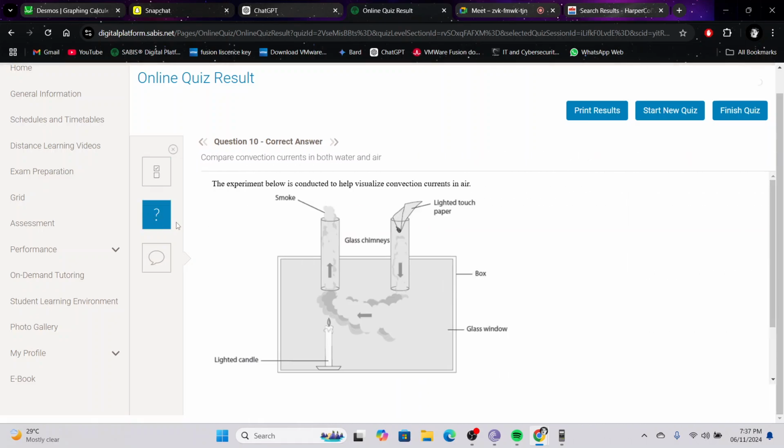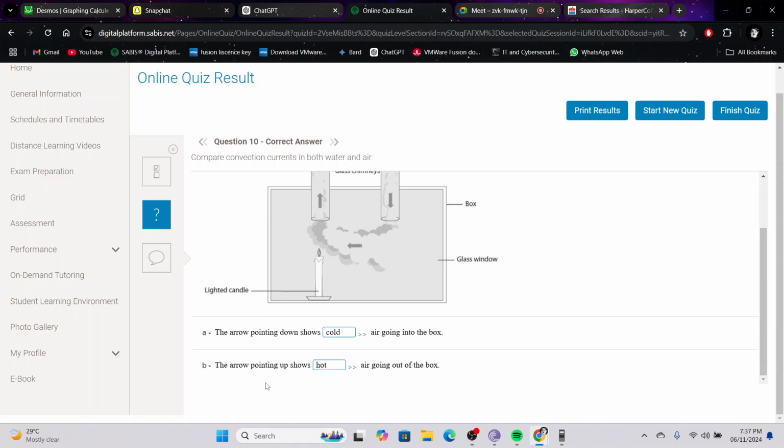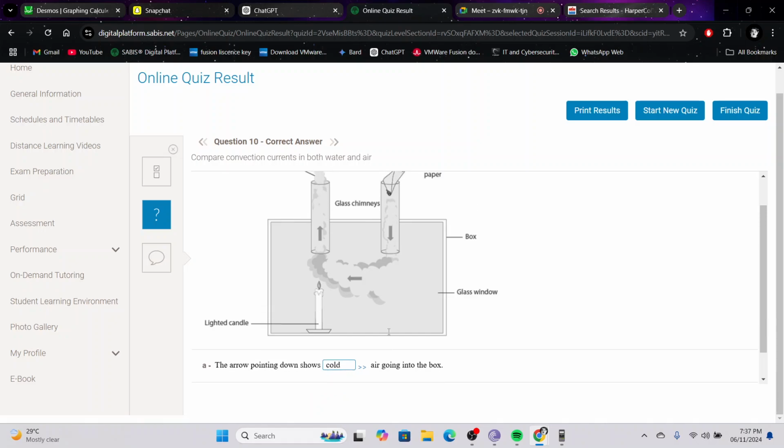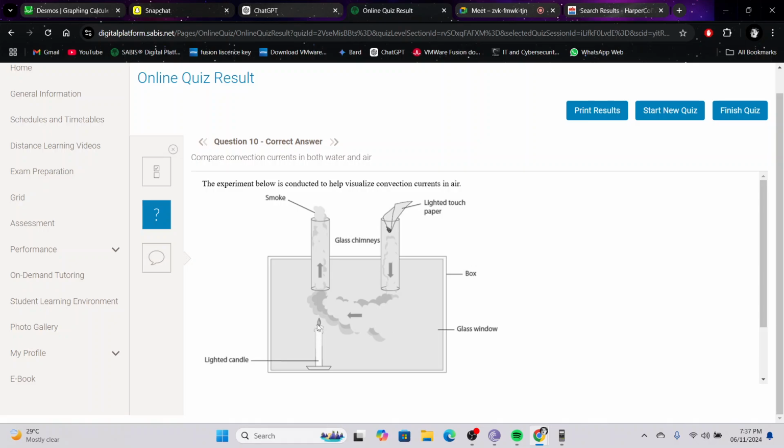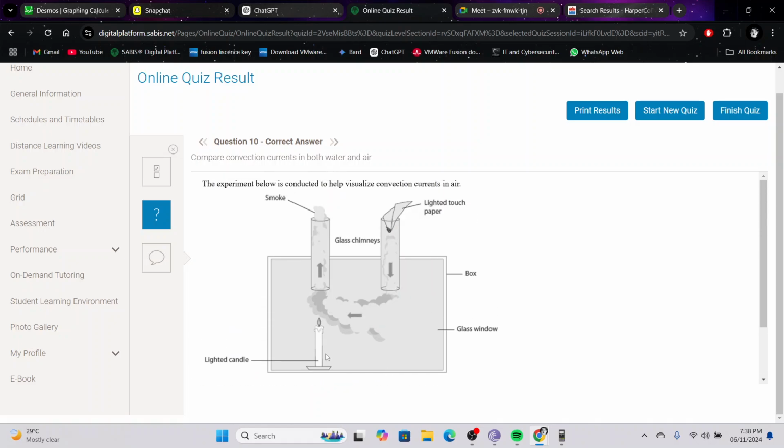Okay, question 10. The experiment below is conducted to help visualize convection currents in air. The arrow pointing down shows cold air going into the box. You're heating, right? The heat will make the air rise up. It'll become less dense. It will go up. So if you have hot air up, the cold air will sink down. Just remember, when one goes up, the other goes down. The arrow pointing down shows cold air going into the box because this is the gas being heated.